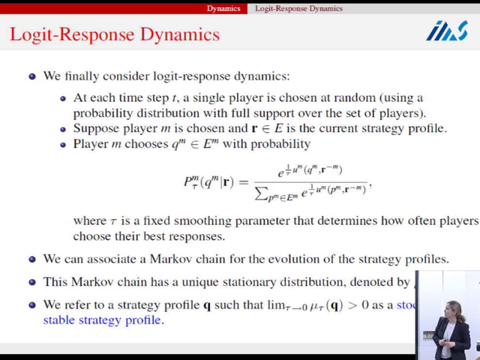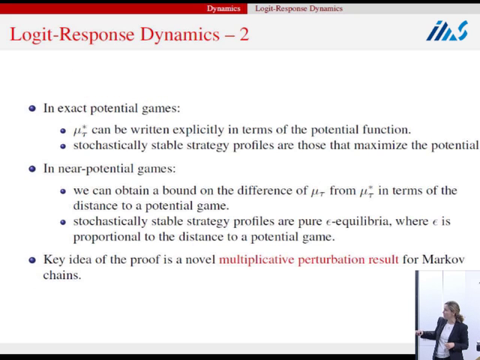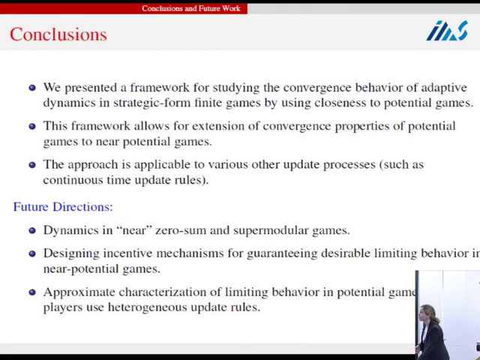So as I suspected, I wasn't able to come to Logit-Response, but let me skip that. Logit-Response also has nice properties in terms of near potential games. Essentially, we can obtain bounds on the distributions. I didn't explain the distributions, but essentially the limiting behavior of this dynamics was also epsilon equilibria of the original game. So let me then conclude.